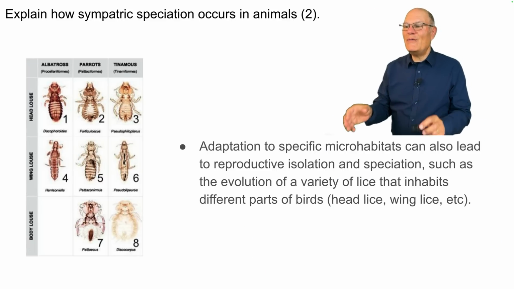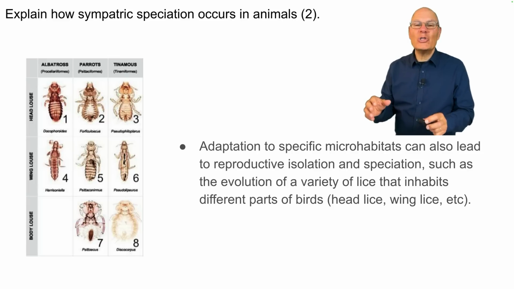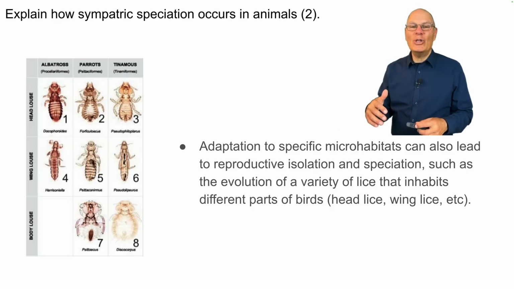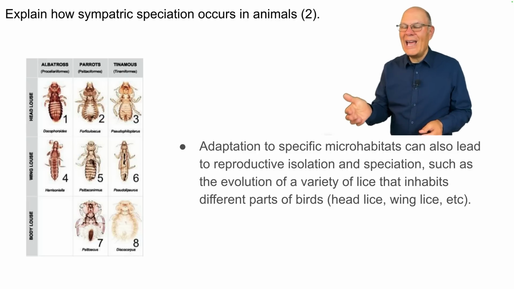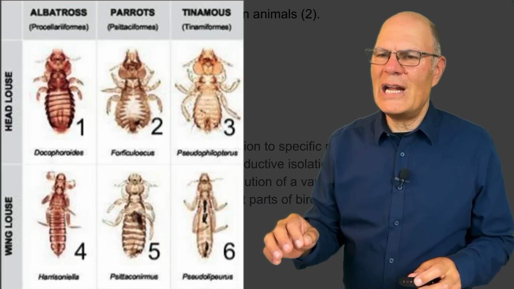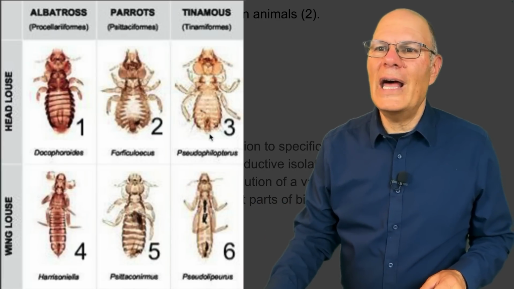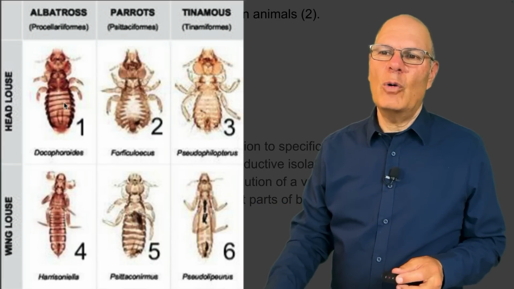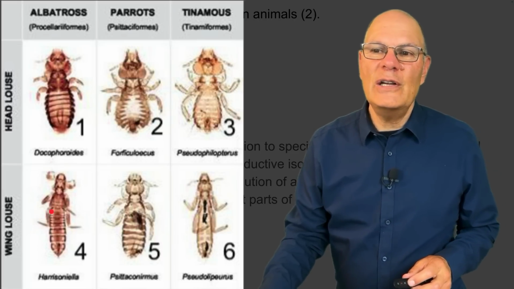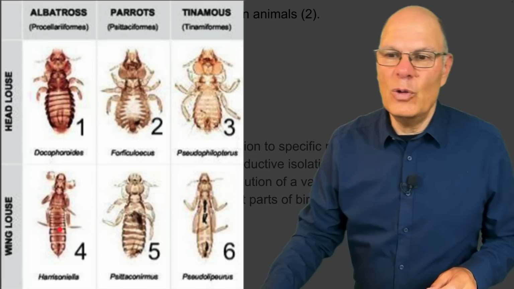Here's another mechanism of sympatric speciation in animals. Adaptation to specific microhabitats can also lead to reproductive isolation and speciation, such as the evolution of a variety of lice that inhabit different parts of birds. This is kind of astonishing, but there are lice that, for example, live only on the head of an albatross, and there are different species that live on the wings.